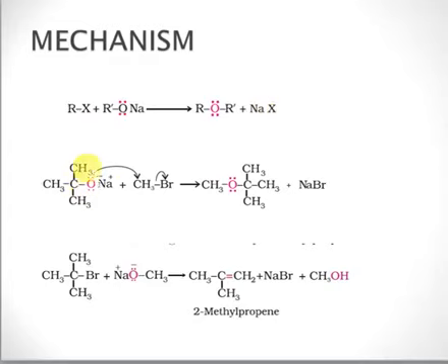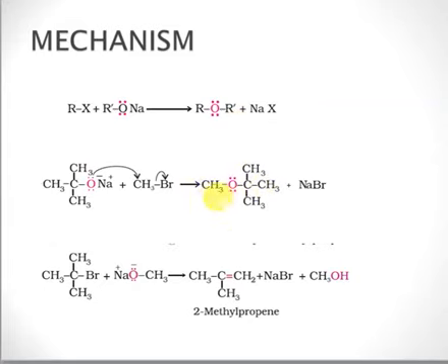Suppose that we have a tertiary alkoxide here. This tertiary alkoxide will attack this carbon, right, and the bromine will leave here, so we'll get a bond between this oxygen and the methyl. So here we get this one. You can try to name that molecule if you want to.